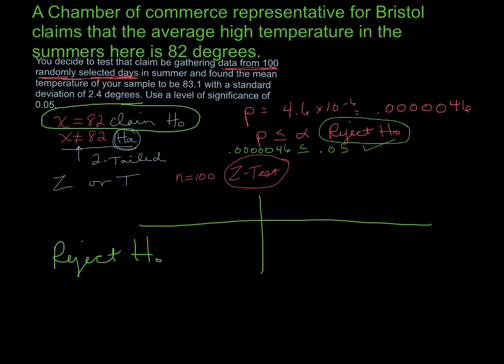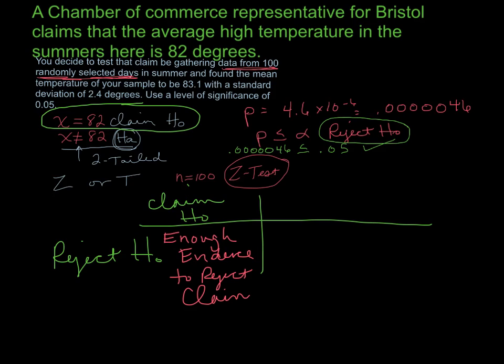In this case, our claim was an H0. Our claim was a null. And so in that chart that you copied down, the final decision about the claim, it says, if you were able to reject the H0, that automatically means you had enough evidence. And in this case, you had enough evidence to reject the claim, which means based on your hypothesis testing, you have determined that the Chamber of Commerce's claim that the average temperature in the summers here is 82 degrees is not correct.